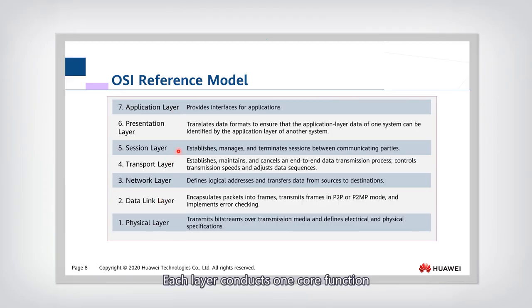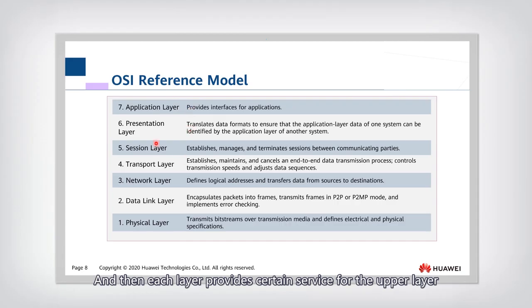Each layer does one core function. The lower layer, for example the physical layer, interacts with the real physical world. For example, they put 0s and 1s on the cable or on the wireless media. And the higher layer actually interacts with users. So when we use applications, we need to send some messages and receive some messages. That kind of function is done by the application layer.